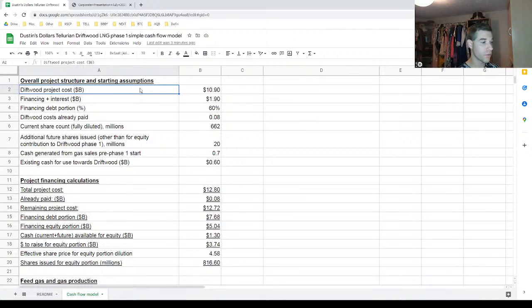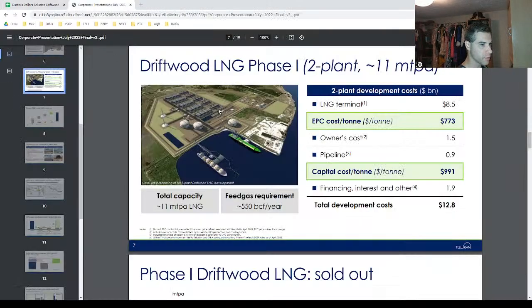So going through this, the first section here is about my assumptions about the overall project structure and just a couple things about the company to begin with, right? And so we have what is the total cost of the Driftwood project, and then what are the financing and interest costs that they're going to incur during that time period where they're developing and building Driftwood LNG Phase 1. This is pretty straightforward and comes directly off of what they have here.